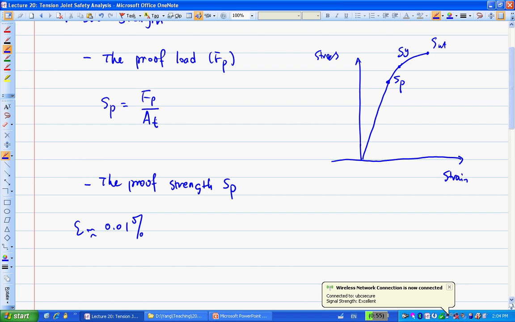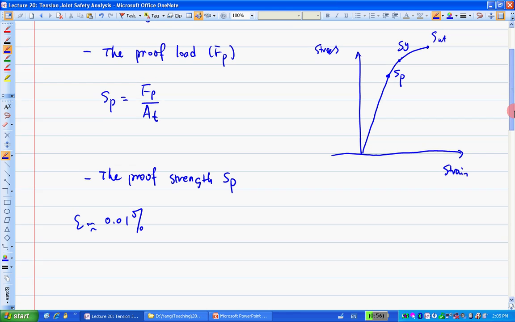We're talking about the bolt, and when you talk about stress at the threaded portion, we use the so-called stress area, AT. This AT value can be looked up from the table. FP is what we call the proof load. FP is the load corresponding to the SP value here. So these are the two concepts.